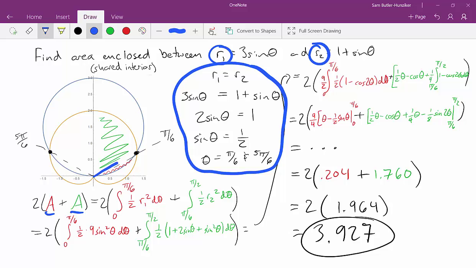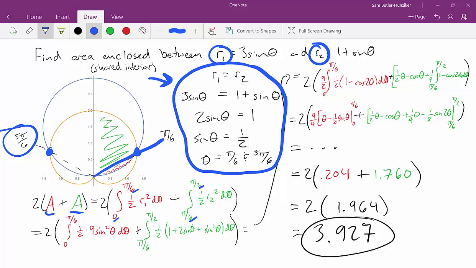Okay, separated here by the line at pi over 6. We can find pi over 6 and 5 pi over 6 through solving the equation when those two curves are equal, the intersection points. We're finding these intersection points. Once those are found, then we've got our limits of integration.